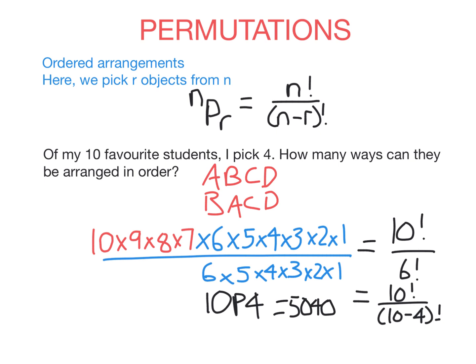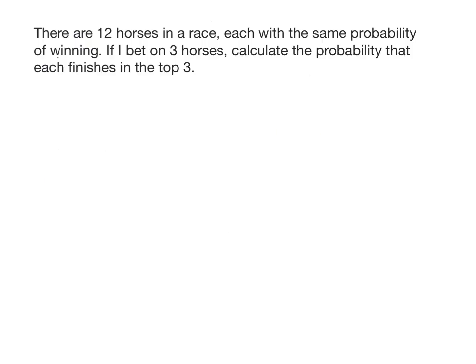All right, let's now look at a harder question. So there are 12 horses in a race, each with the same probability of winning. I bet on 3 horses. Let's calculate the probability that each of those finishes in the top 3. So that is, if I bet on horses A, B, and C, they finish in the top 3 in any order. So A, B, C, B, A, C, whatever.